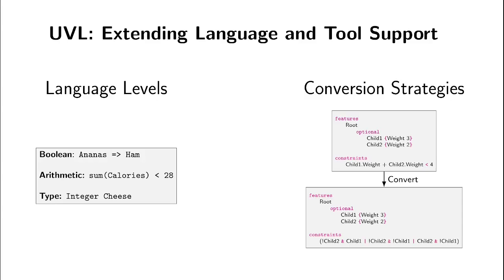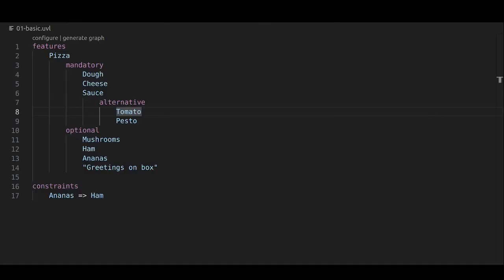Hi everyone, today I want to present our proposal for extending the Universal Variability Language with optional language levels and conversion strategies between them. The initial language proposal for UVL is rather simple, as we can see in this example. The feature models are limited to Boolean logic in the tree hierarchy and in the cross-tree constraints.